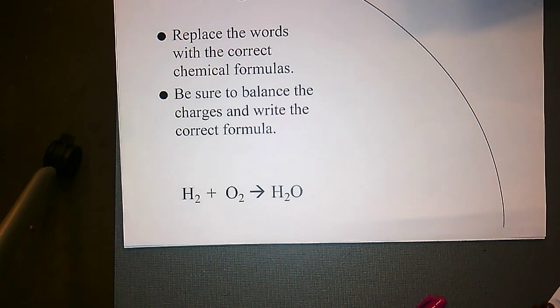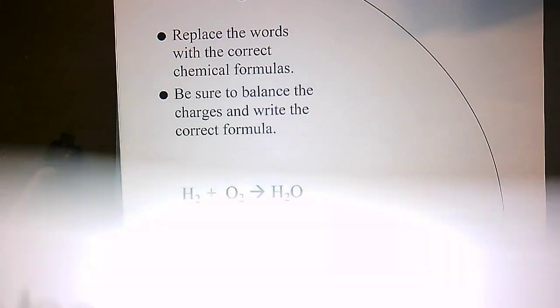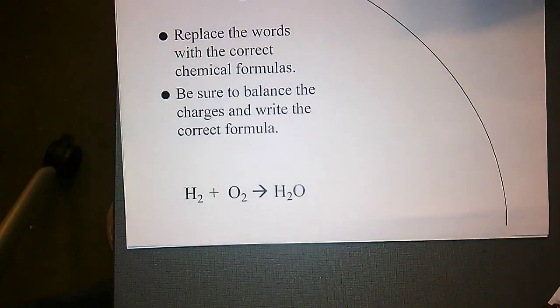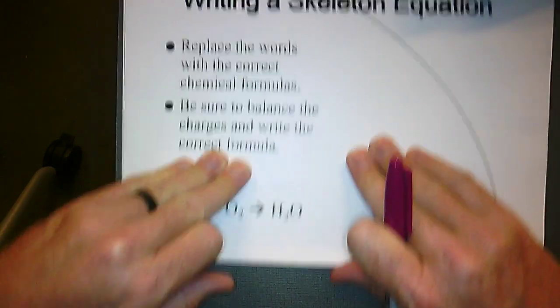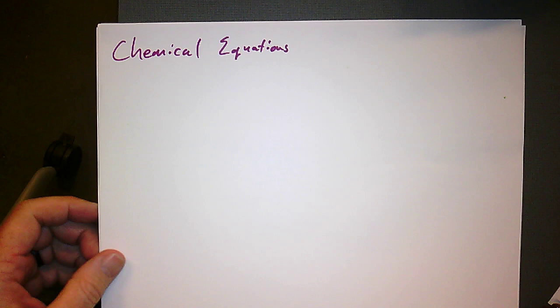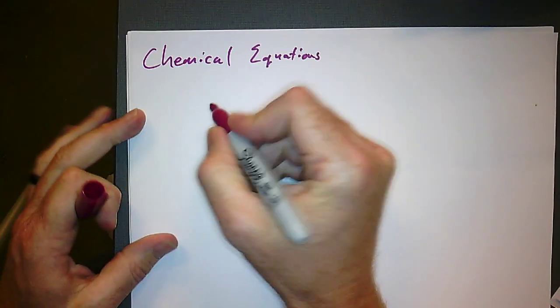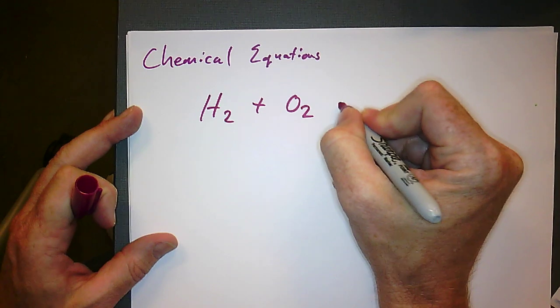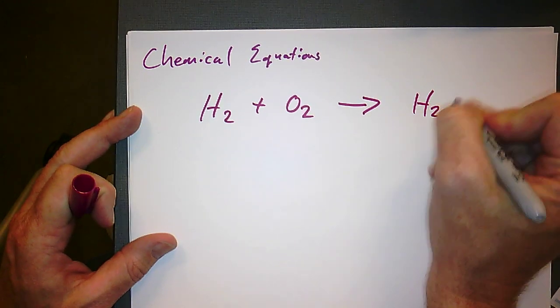Okay. So, now, the next goal is to use coefficients to balance the equation. All right? So let's do an example. Shall we? Yes. Okay. All right. So, H2 plus O2 yields H2O.